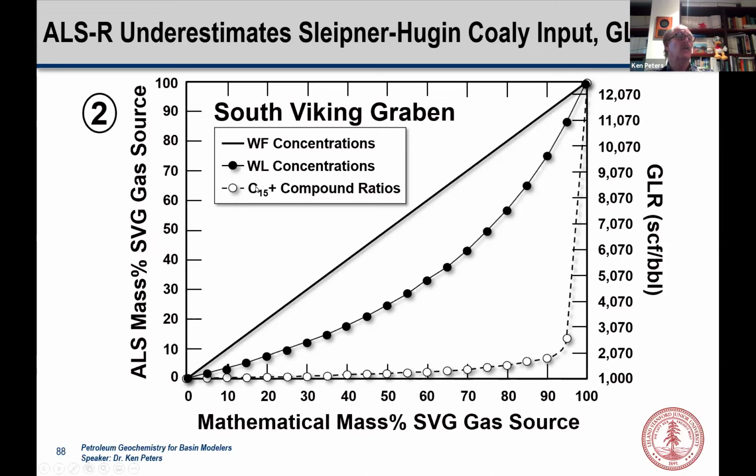If you look at whole liquid concentration, that's not from C1, that's from C6. You're not accounting for that gas fraction, and your estimates are going to be off. And it gets even worse if you use compound ratios in your alternating least squares. If you use ratios, like virtually everybody in the literature up to this point, they're going to severely underestimate the SVG gas contribution to the oil.